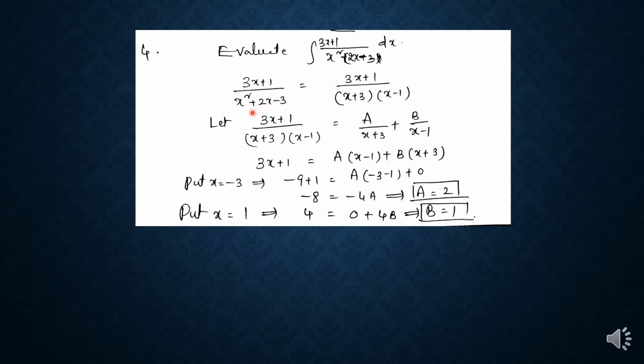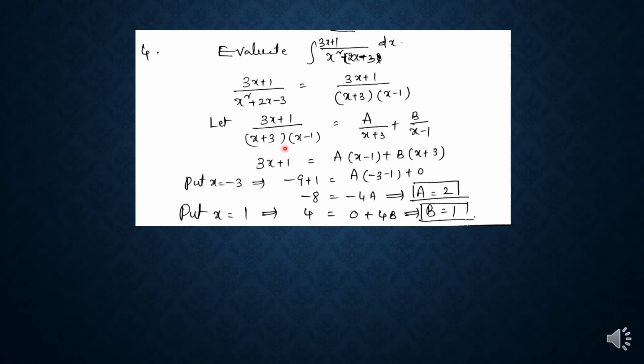Here in the denominator no factors are there. So we have the given expression. If it is possible to factorize the expression, we should write the factors first. So we can write the factors for this quadratic expression. That is equal to 3x plus 1 divided by x plus 3 into x minus 1.